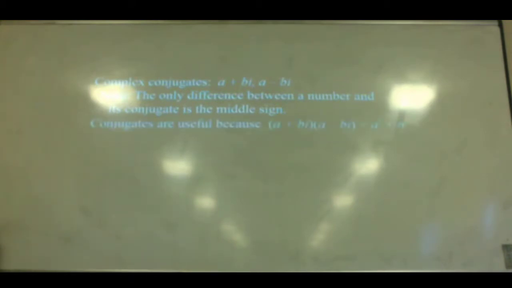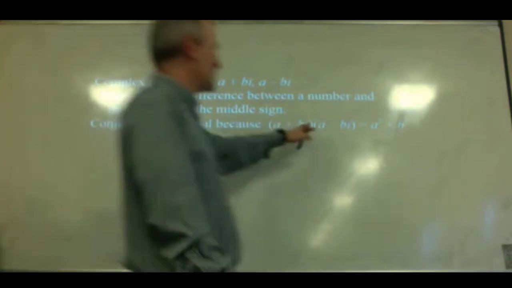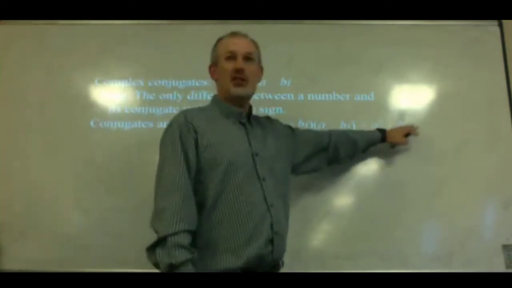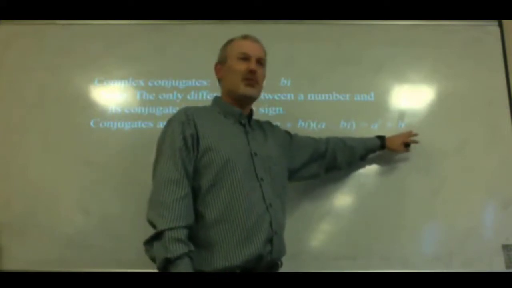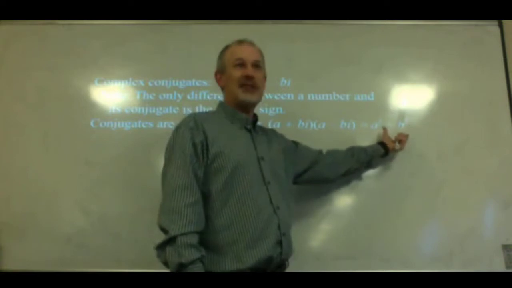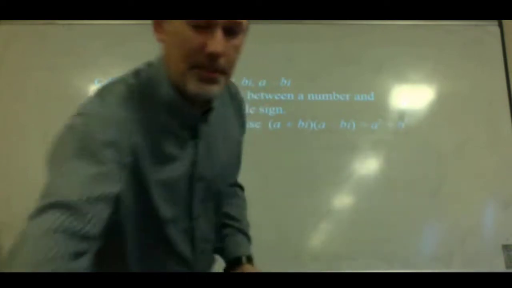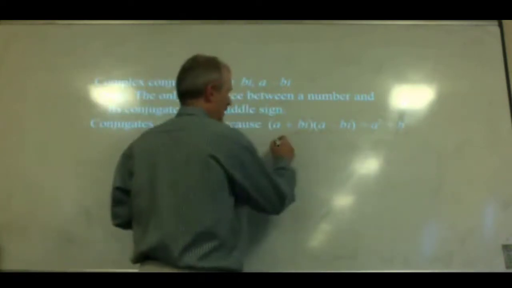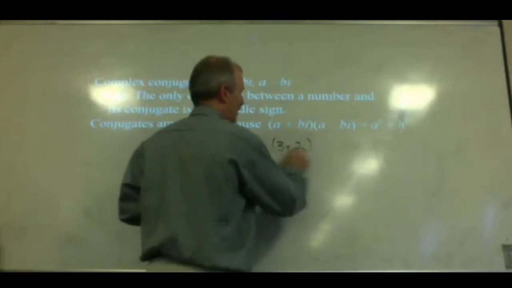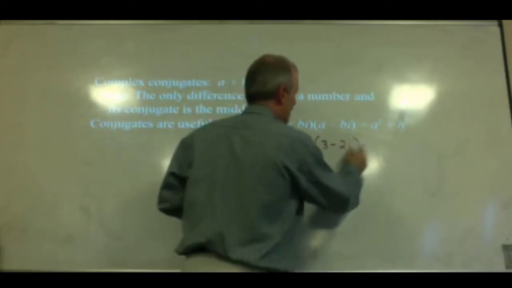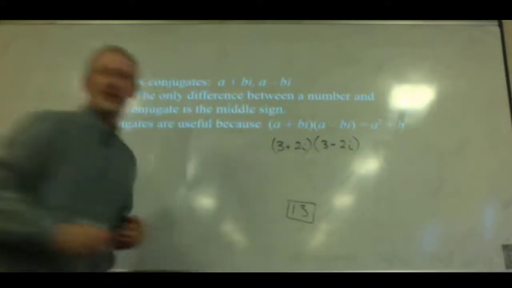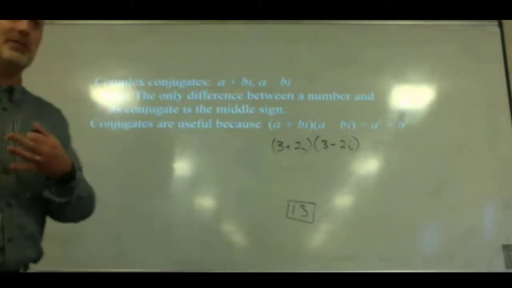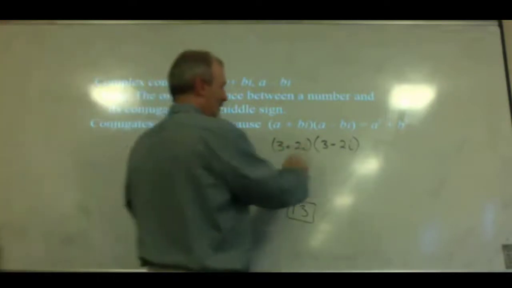Okay, so conjugates are useful because, and we already saw this, when you multiply these two conjugates together, you get just a real number. The i's go away. Now this is the special pattern. If you want to learn this pattern, that's fine. But if you go back to our example, which was 3 plus 2i and 3 minus 2i, we got an answer of 13, right?